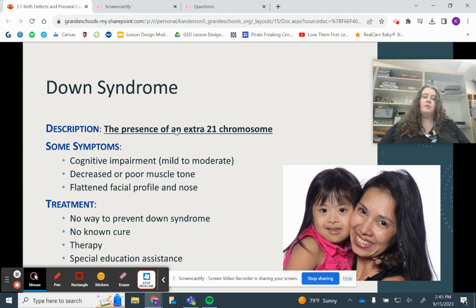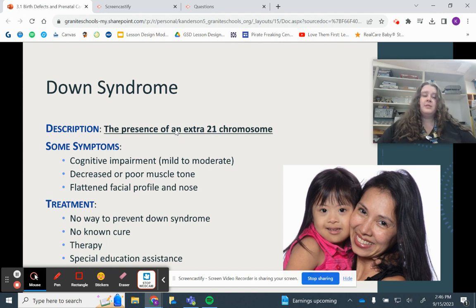For Down syndrome, people with Down syndrome have an extra chromosome. Chromosomes are numbered, and specifically people with Down syndrome have an extra chromosome 21. So instead of having one chromosome 21 from biological mom and one chromosome 21 from biological dad, they somehow have an extra one. So they have 3.